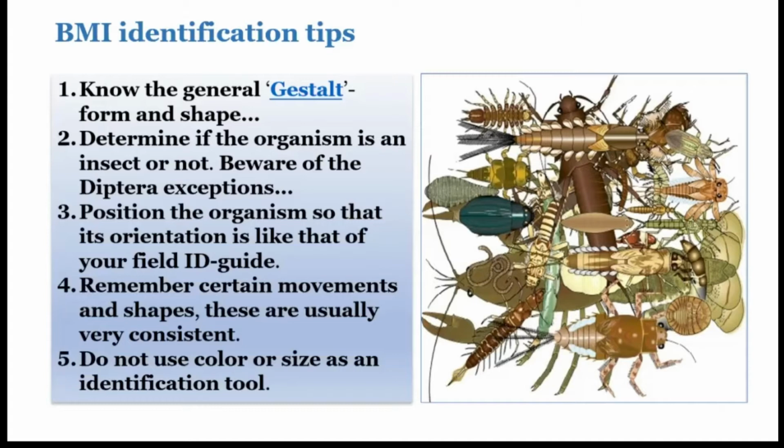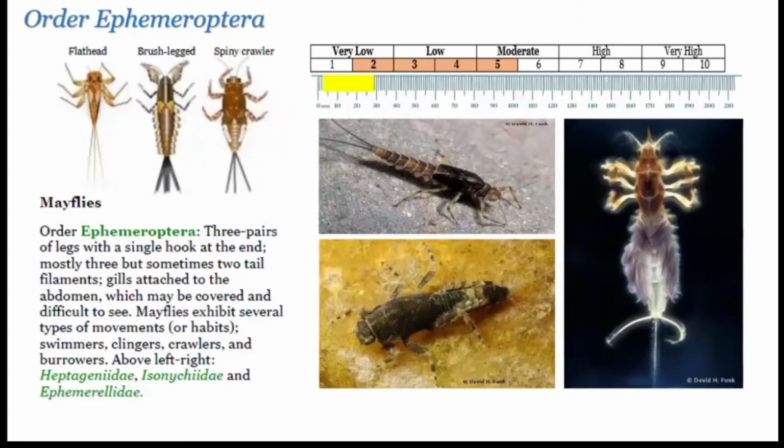So color and size are not good tools to use for this process because color is variable. It's based upon environmental factors, and they could be all different sizes depending upon where they are in their life cycle. So don't use color or size, but oftentimes in identification field guides, those kind of things are referred to. Jump right into the major orders.